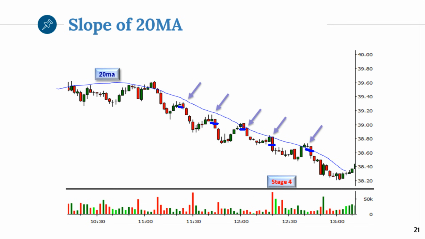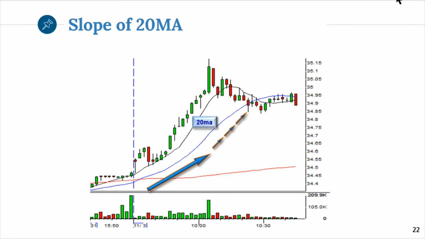Does that make sense? As long as you have a 45-degree 20 MA, it should work. Not 100% of the time, but the vast majority of the time. Again, 45-degree from maybe here to there, and up here it is now more than 45-degree. Stock tops out shortly afterwards, right?